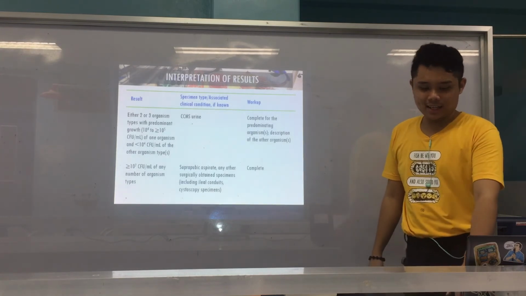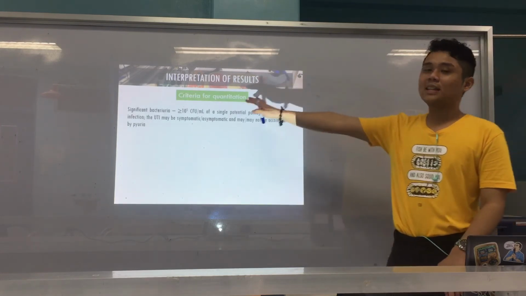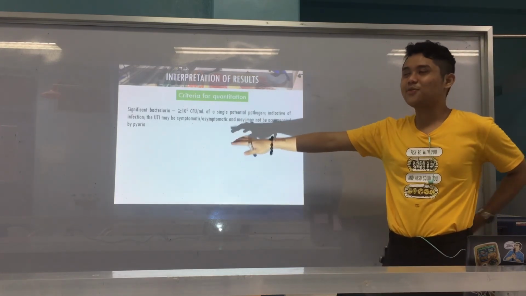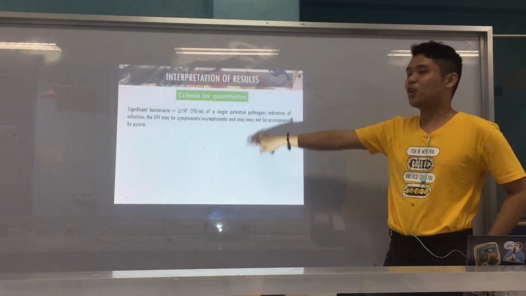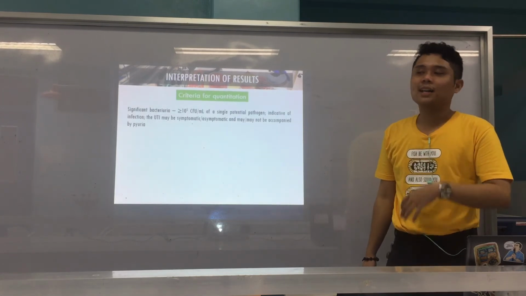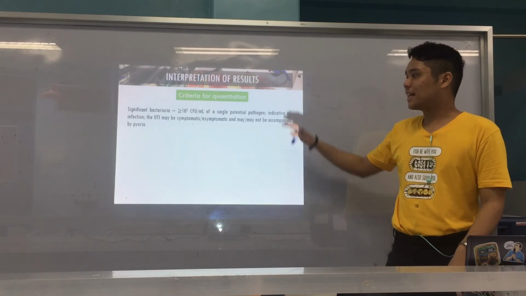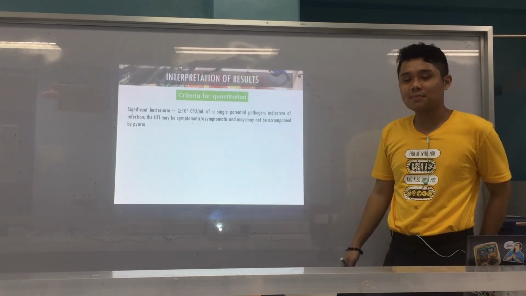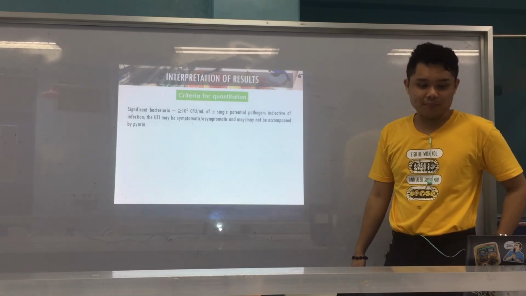Alright. So for the criteria for quantitation, significant bacteriuria is greater than or equal to 10 to the 5th CFU per ml of a single potential pathogen, for example, E. coli or Staph saprophyticus. It is indicative of infection, UTI, which may be symptomatic or asymptomatic and may or may not be accompanied by pyuria.